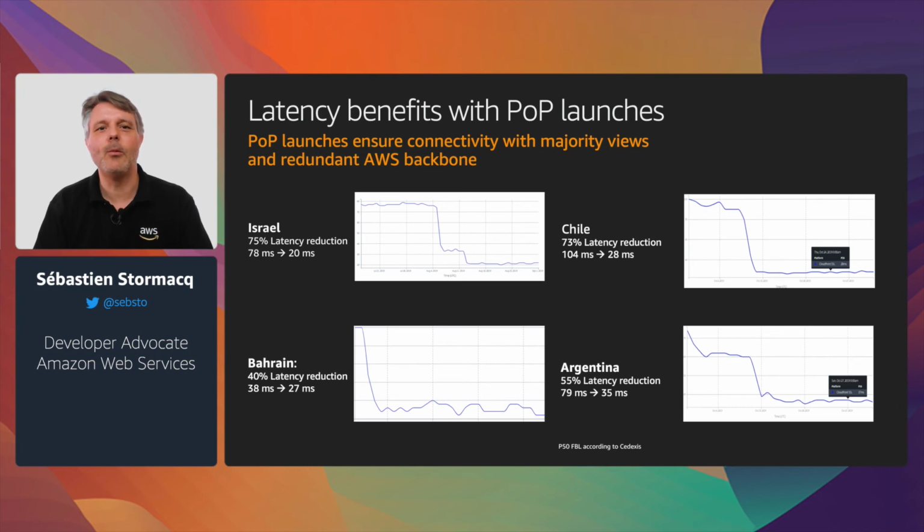In every single city where we open a CloudFront point of presence, we see a dramatic reduction in latency compared to connecting to US East 1, for example, because customer connections are going directly to the closest point of presence. And you can see on this graph the reduction of latency to reach the local point of presence in Israel, in Bahrain, in Argentina, and in Chile.